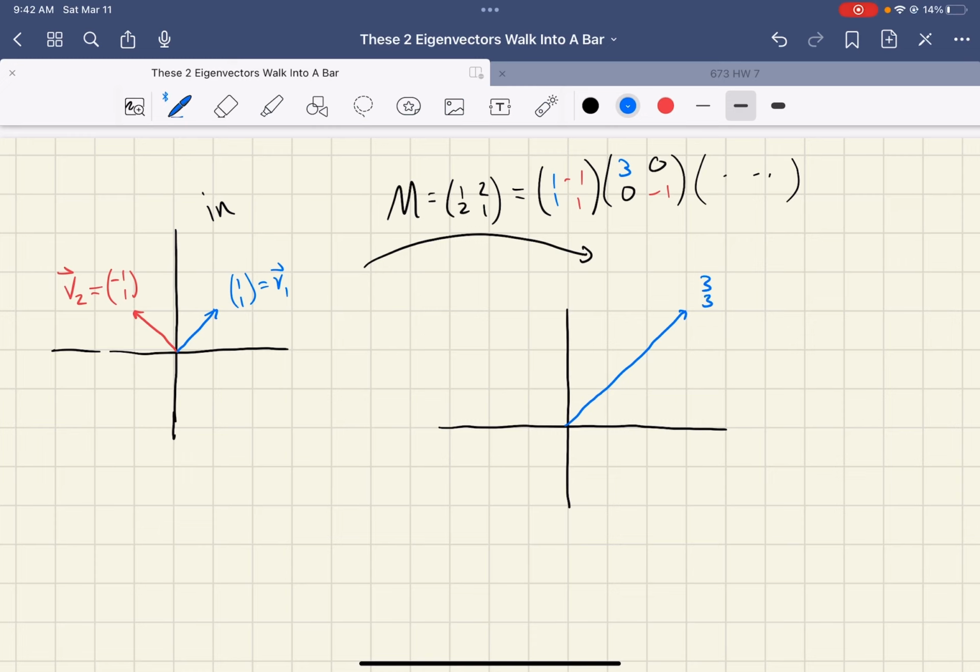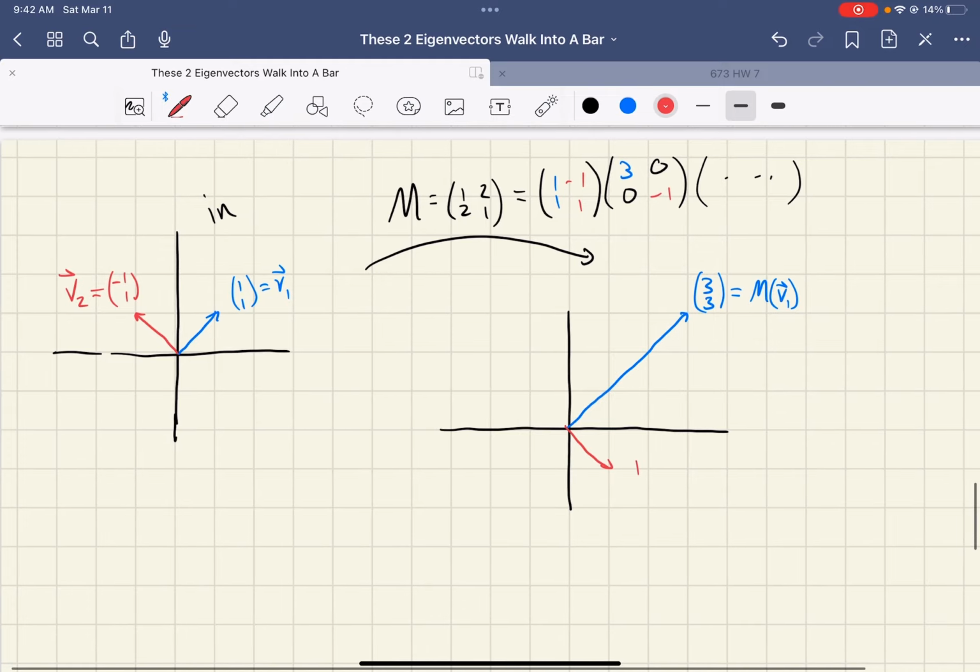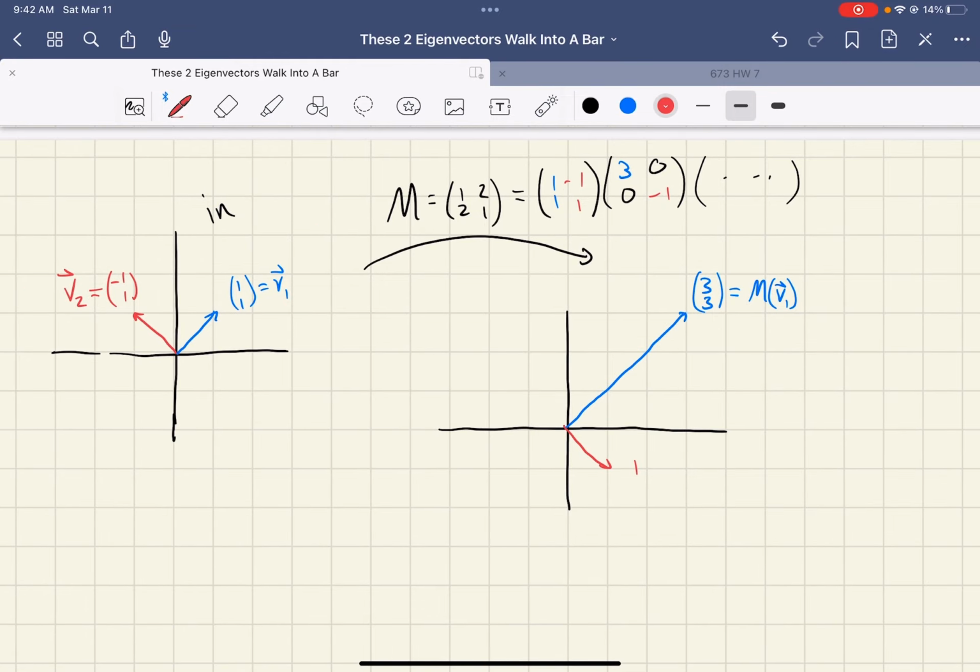Here we are. So this is (3, 3). This is M on v1. Okay. And it flips over the red vector. Flips it over. Here we are. This is 1 unit in x and negative 1 unit in y. This is M on v2. All right. And now we know where everything else goes.